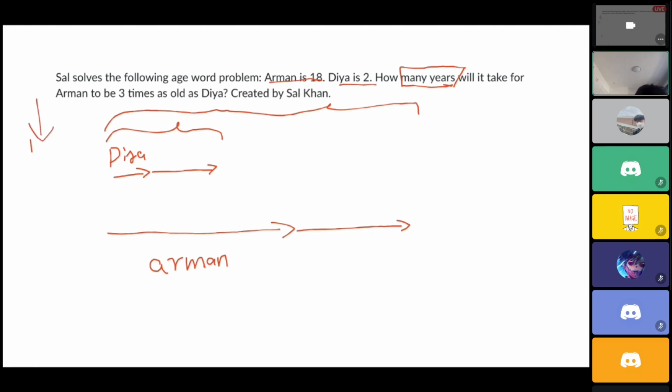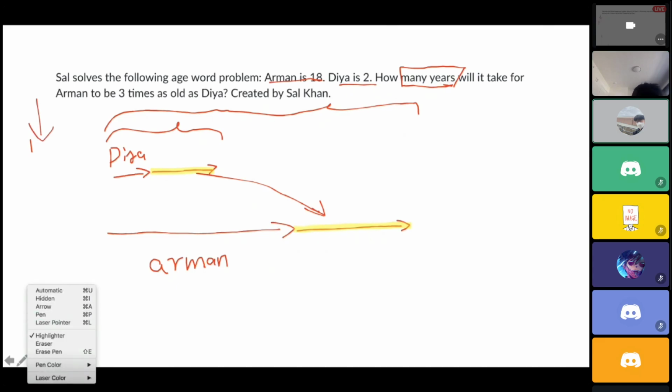Oh, by the way, this part is the same. I used a highlighter. You probably want to use a highlighter to highlight both segments. The yellow segments are the same. So for Dia, the original little arrow plus the highlighted arrow is 1/3 of Arman's big arrow plus the highlighted arrow. I was trying to let them figure that out.